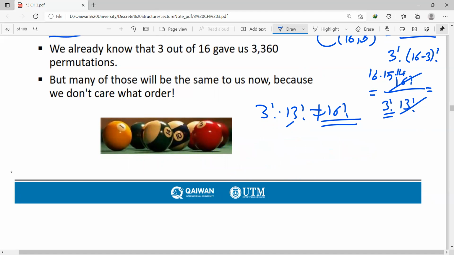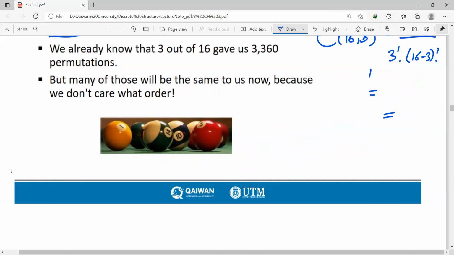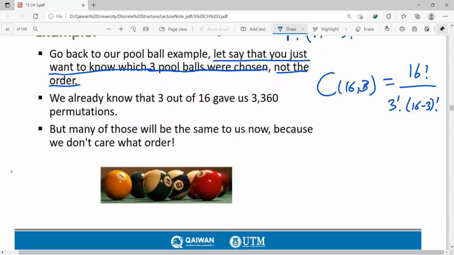Here, to simplify this, let me write it down clearly. We say C(16,3) equals 16 factorial, which means 16 times 15 times 14 times 13 factorial. We talked about this at the beginning of this chapter. And in the denominator we have 3 times 2 times 13 factorial. The 13 factorial and 13 factorial cancel out.